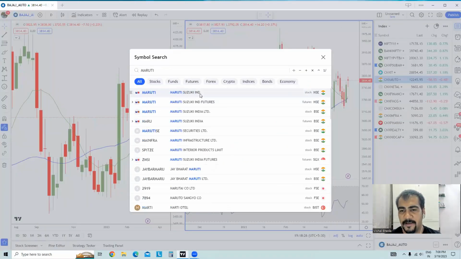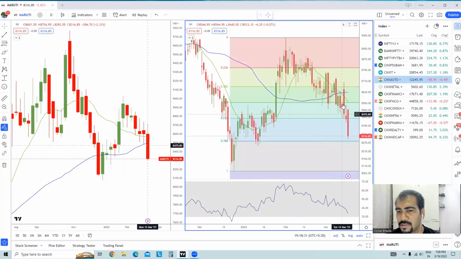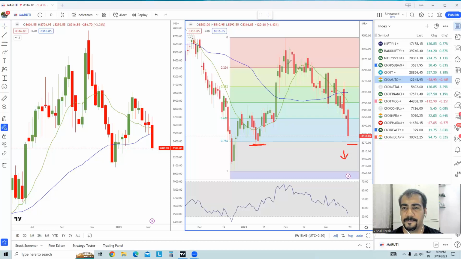Another stock which I have is Maruti. Maruti is now slightly looking weaker, considering that price has closed below the dual moving averages in the weekly time frame chart, even in the daily time frame chart. Now this is a previous support, right? So a close below this will lead to some lower levels.